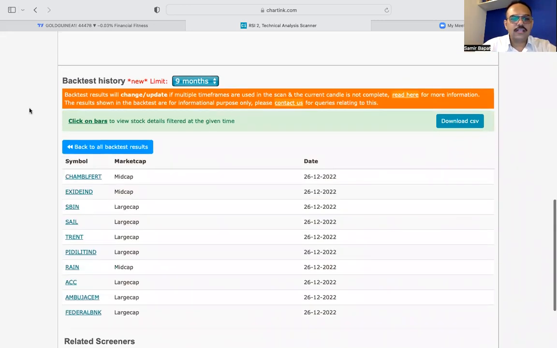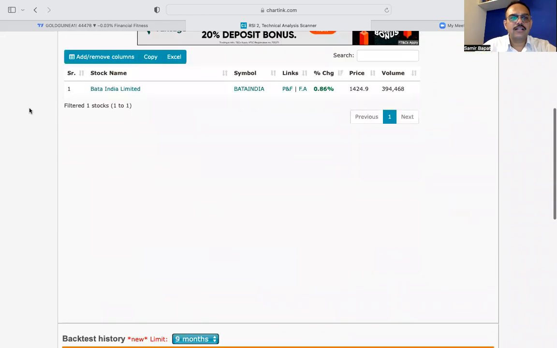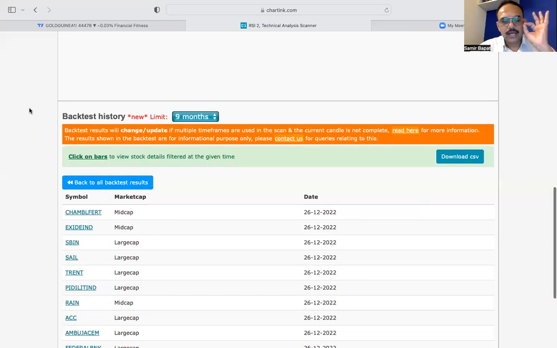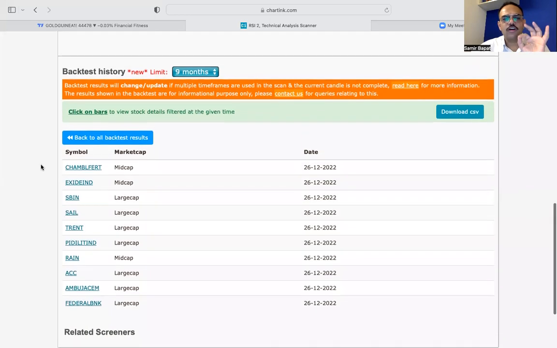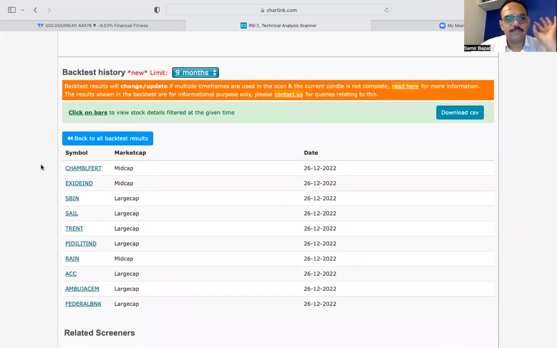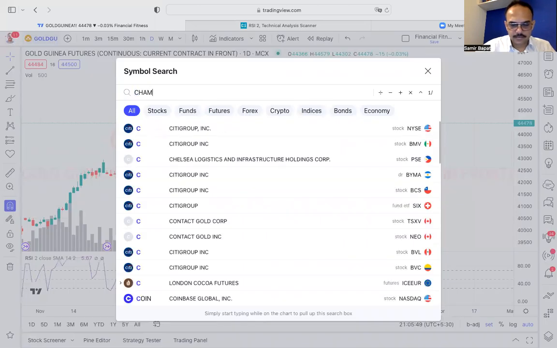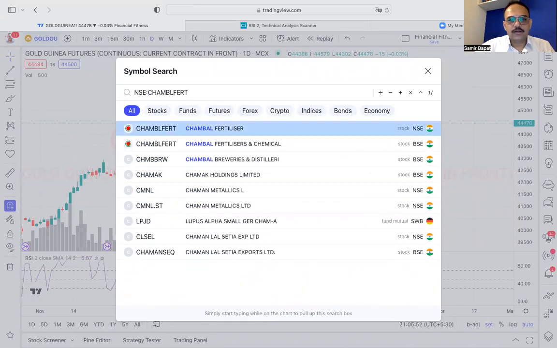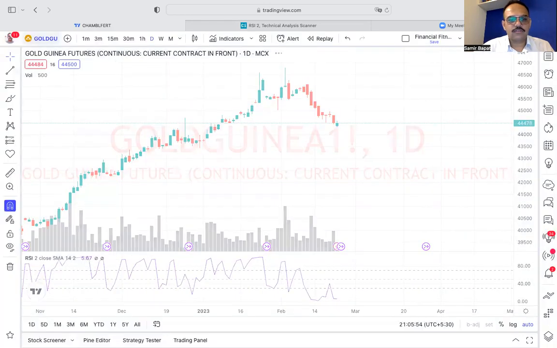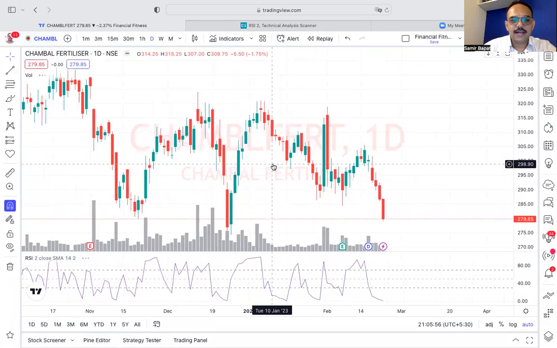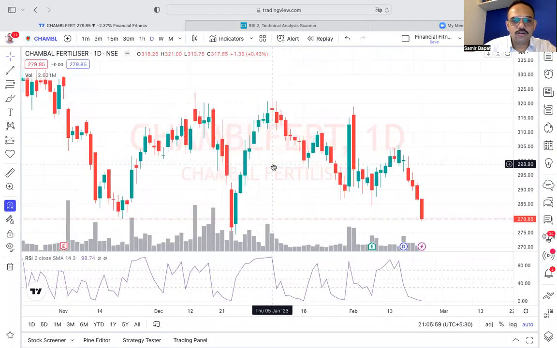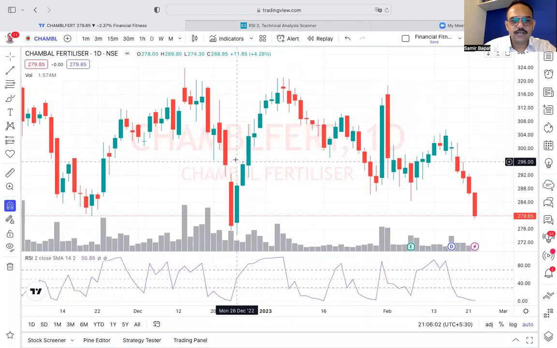This criteria, RSI 2 going below value 1, occurred for this many stocks on 26th of December. I'll show you one by one. The first one is Chambal Fertilizer. So I'll go and type Chambal Fertilizer. We have NSE. Here is Chambal Fertilizer, and then we go to 26th of December.